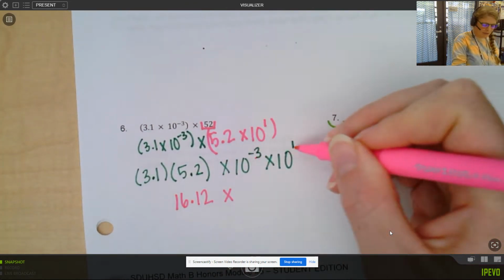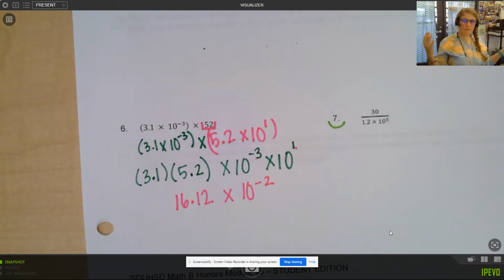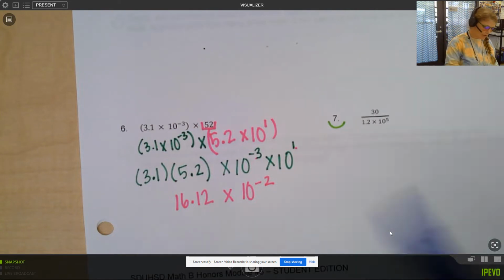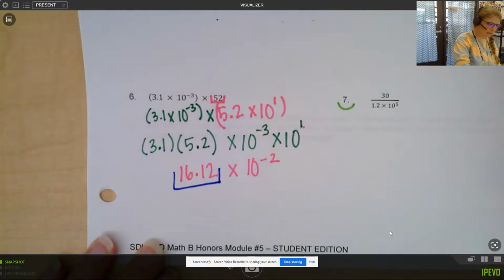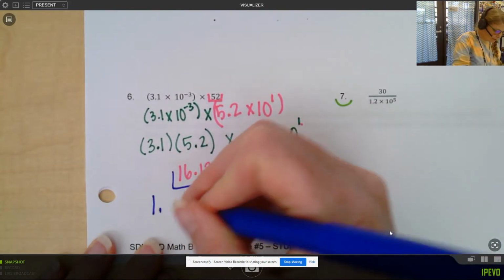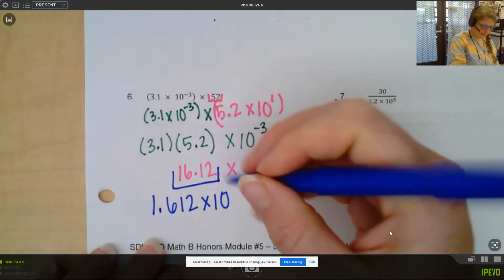16.12 times, add your exponents, 10 to the negative second. Oh no, our final answer isn't written in scientific notation. So what I'm going to do is take this 16.12 and write that in scientific notation. So I would get 1.612 times 10 to the first.